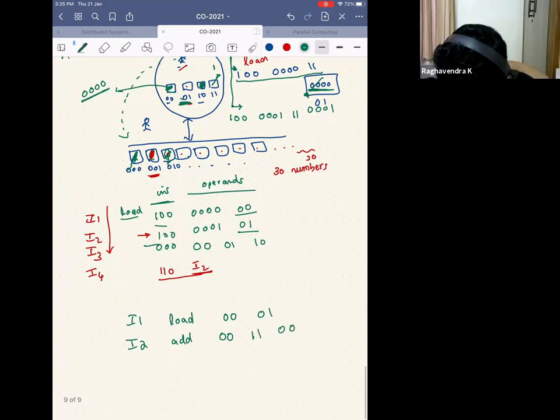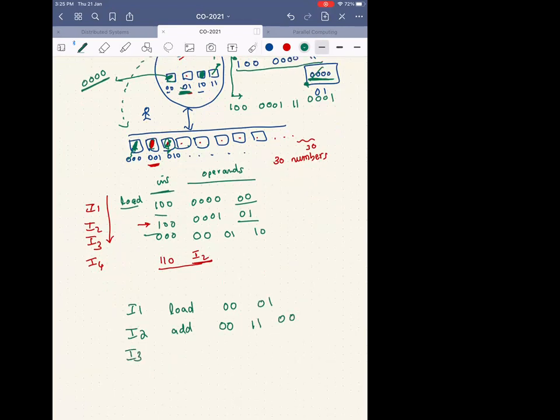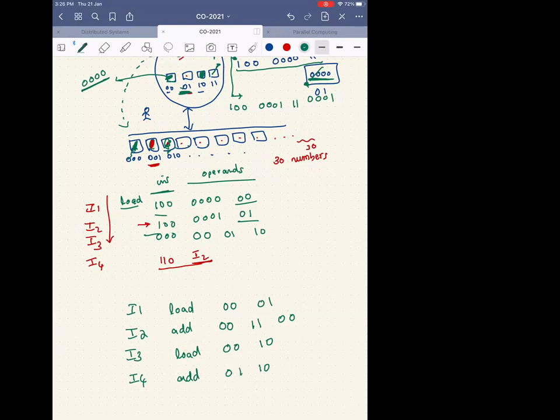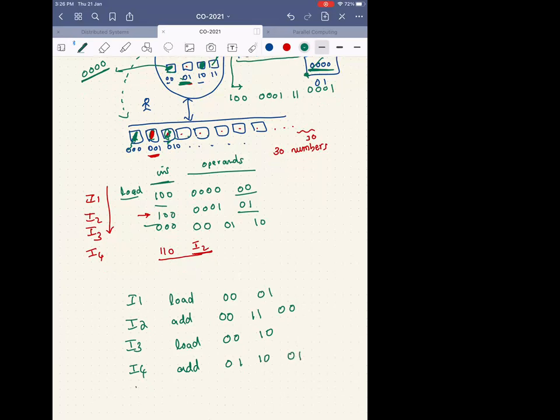Then what is I3? Again load 00 into, let's say, 10. Yes. And then I4? Add the values in 01 and 10 and keep it in 01. Not 00, right? 01 and 10, and keep it in 01. And then I5? Incrementing the 00 value, adding 1 to the 00 value.